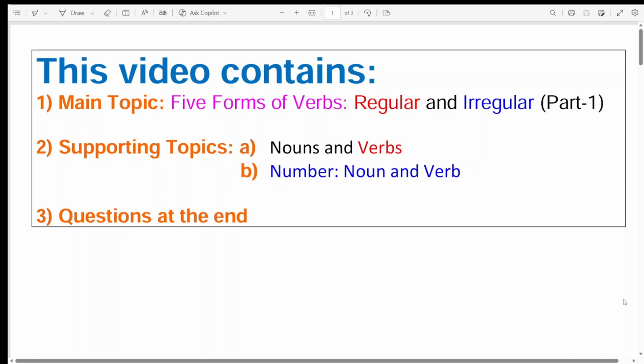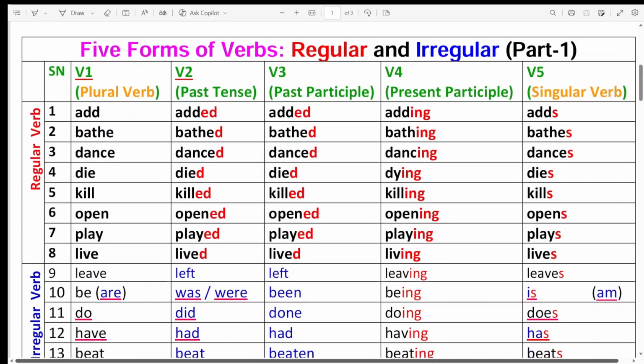As you can see here, this video contains the main topic, some supporting topics, and questions at the end. Our main topic is 5 forms of verbs, regular and irregular, part 1. And to understand this topic well, we need some supporting topics, and they are nouns and verbs. Then, number, noun, and verb. Let's go to the topic.